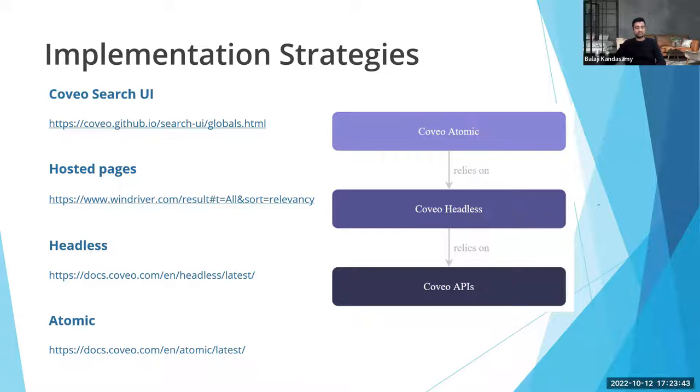So they came up with something new called Atomic. Atomic is more like a wrapper on top of Headless, so that Atomic is predefined. Whenever you need those components, you could just use this Atomic wrapper. One thing to be aware of is Atomic has something called a shadow DOM. I'll just give a quick glimpse of what shadow DOM is.